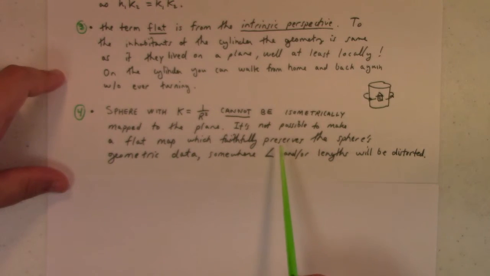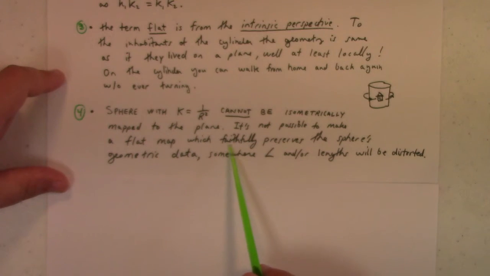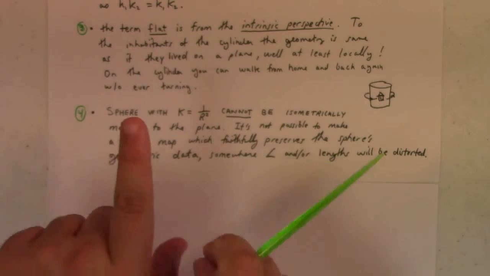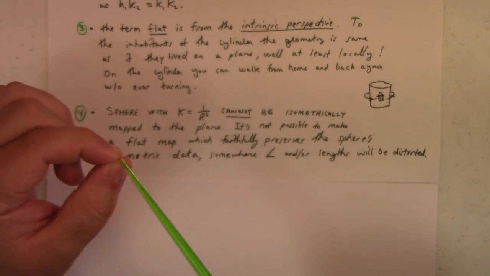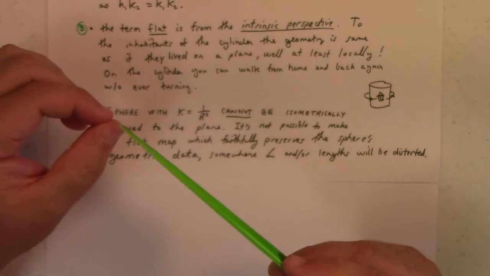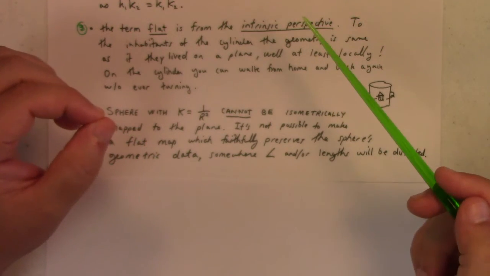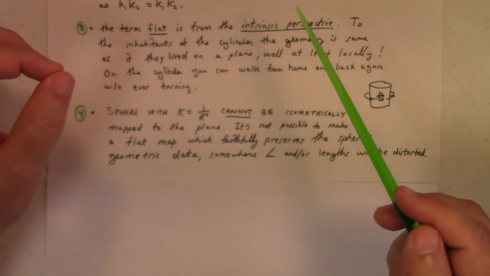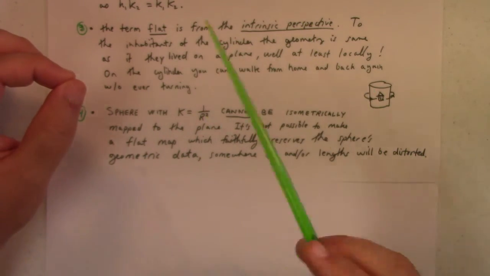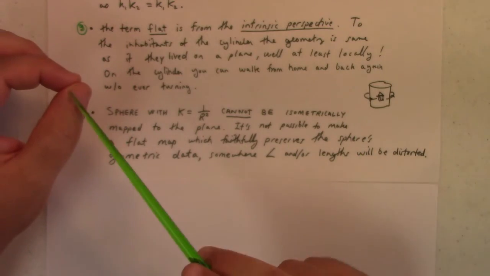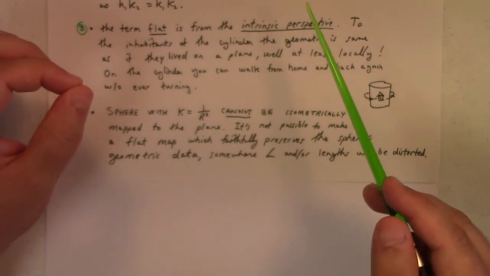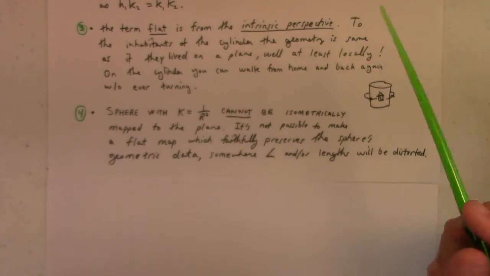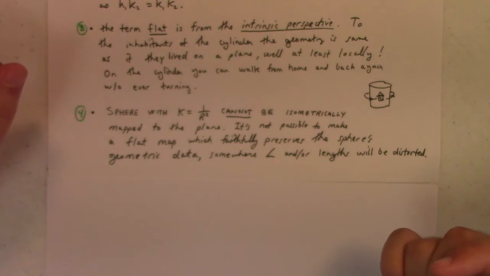Now, what does that mean? That means it's not possible to make a flat map which faithfully preserves the sphere's geometric data, right? If you think about curves meeting at angles and distances between points on the sphere, and of course that intrinsic distance on the sphere is basically the distance that a plane has to fly. If you take a plane from New York to Tokyo, it doesn't fly through the Earth. It flies along the surface of the Earth, so it's that intrinsic distance on the sphere that it's experiencing. And so if you want to make a two-dimensional flat presentation of that sphere, something has to give.